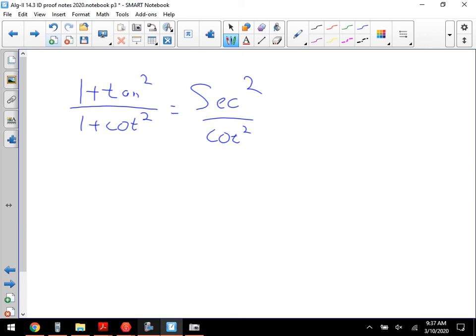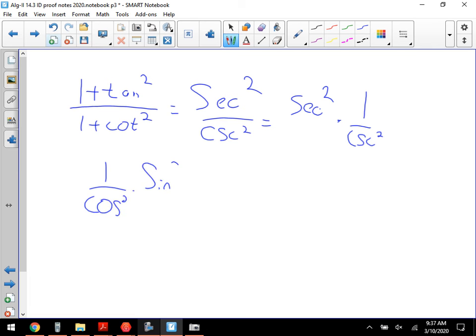Split apart the fractions. Wait, 1 plus cosecant? Oh, I'm sorry, I meant cosecant squared. Pull apart your fractions, okay? You get secant. Now I'll rewrite them in terms of sines and cosines. Multiply those to get sine squared over cosine squared, which is, there you go.